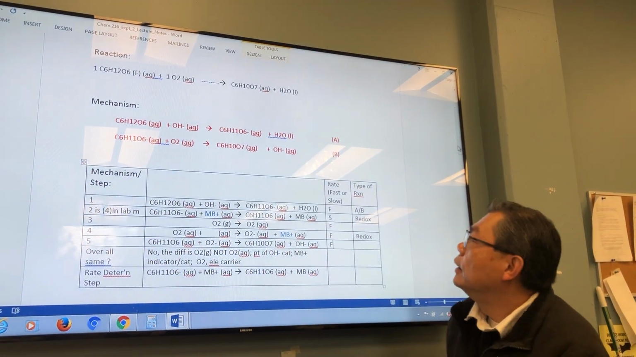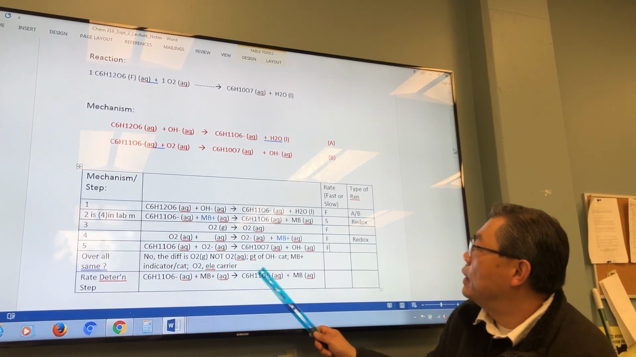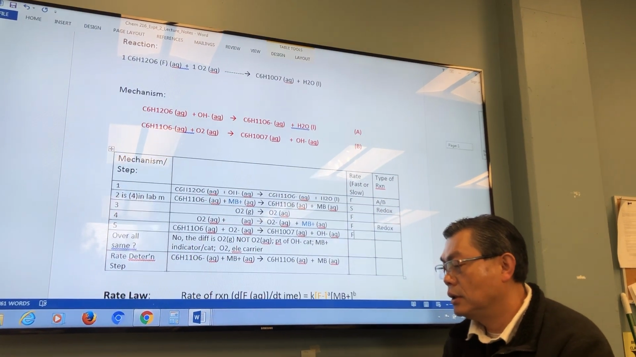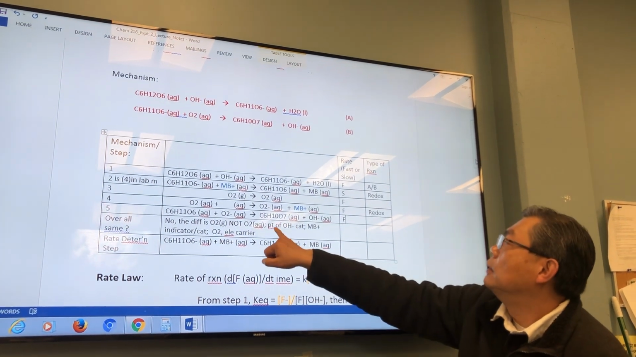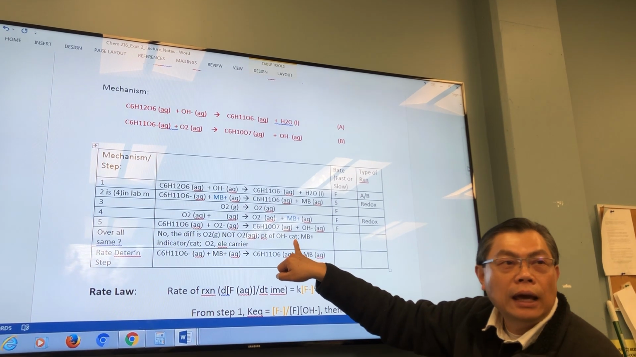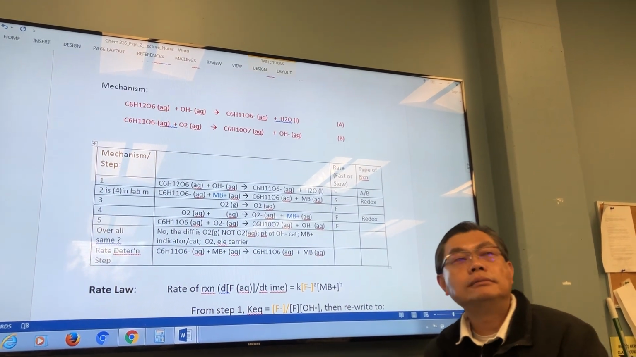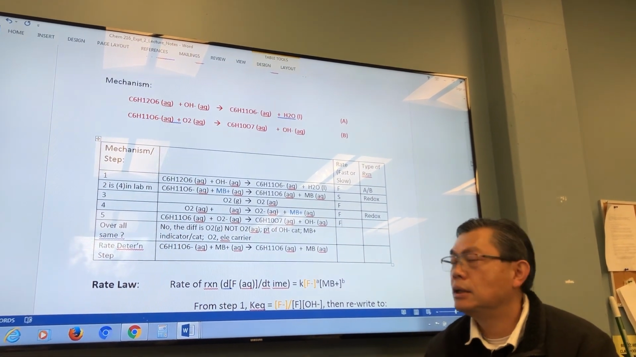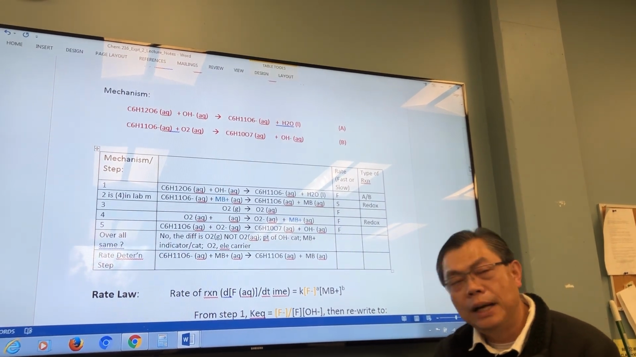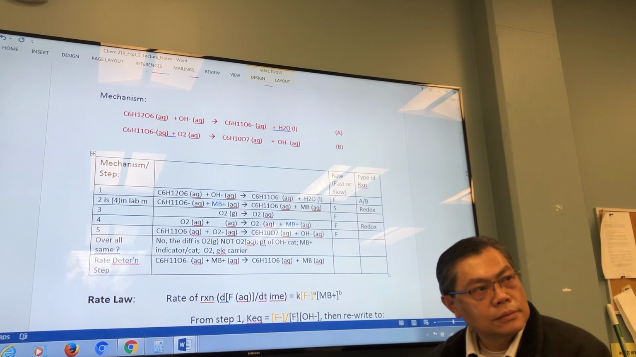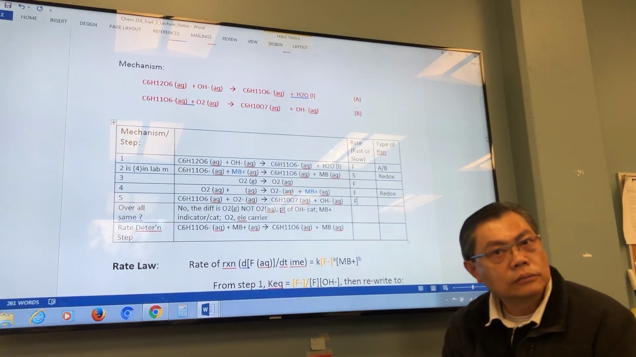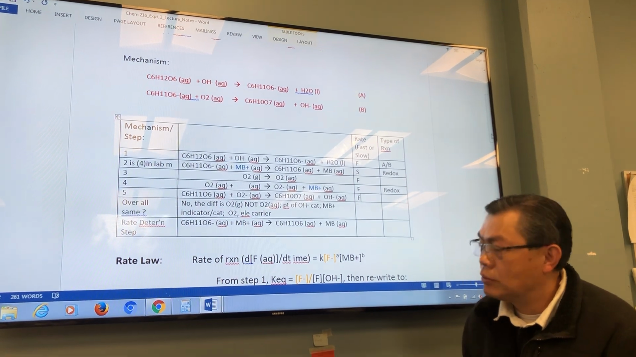Okay? What's the purpose of hydroxide? I think we mentioned it already. What's the point of hydroxide? Guess what? Cat. What's cat? Catalyst. What about MB plus? Of course, it's what?